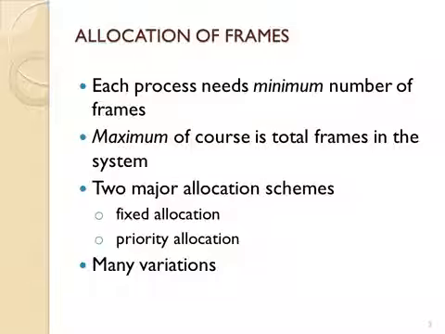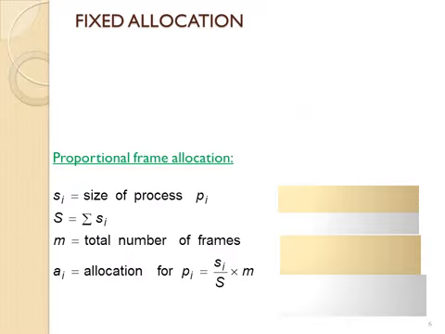And then there's a maximum number of frames that are available in the system. So if you have this maximum number of frames available in the system, you have to disperse them to the processes in a way that you are not exhausting all of the memory that's available to these processes. So there are two major schemes to allocate frames to processes. The first one is a fixed allocation, and the other is a priority allocation. And of course there are variations on these, but these are some examples and exercises.